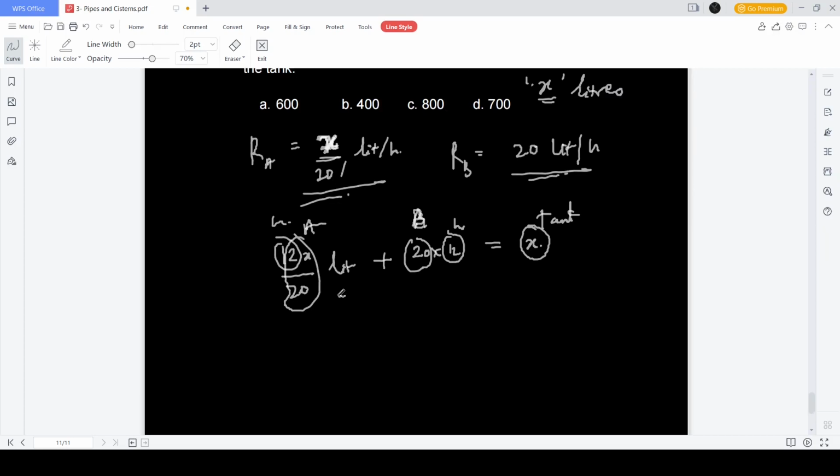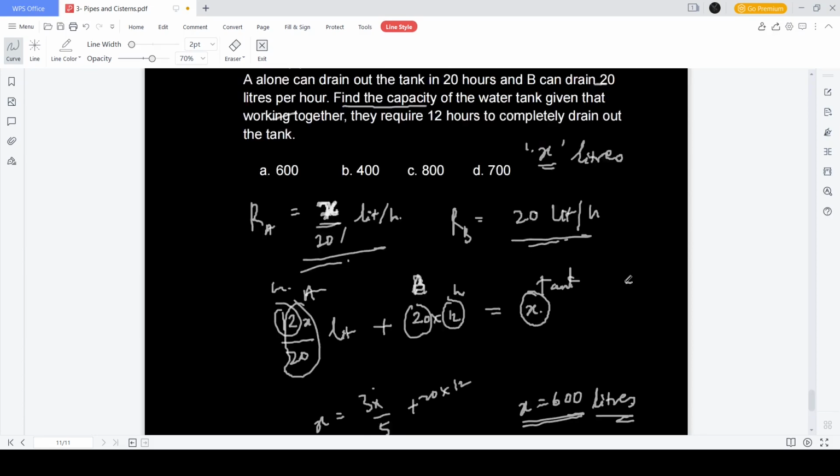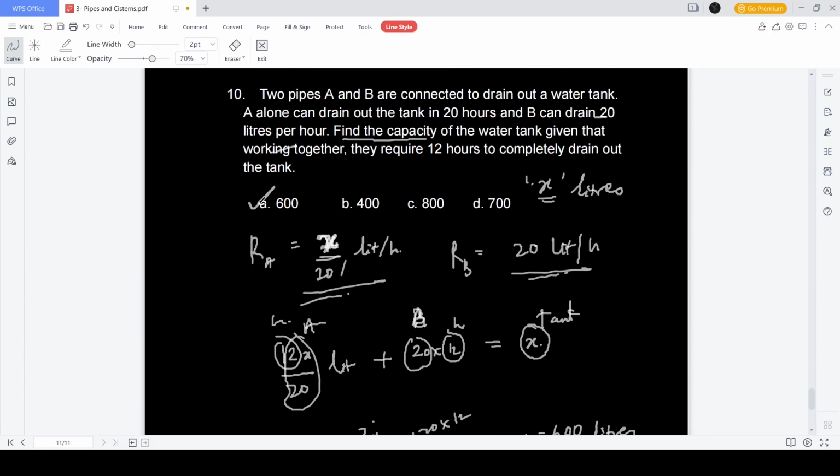Fine. So now we get X is equal to 12x by 20, that is 3x by 5, plus 20 into 12. We'll leave it like that. So we take this side, we get 2x by 5 is equal to 20 into 12. So we can cancel this 10 times and this 5 goes that side. X is equal to 600 liters. So that's the capacity of the tank.